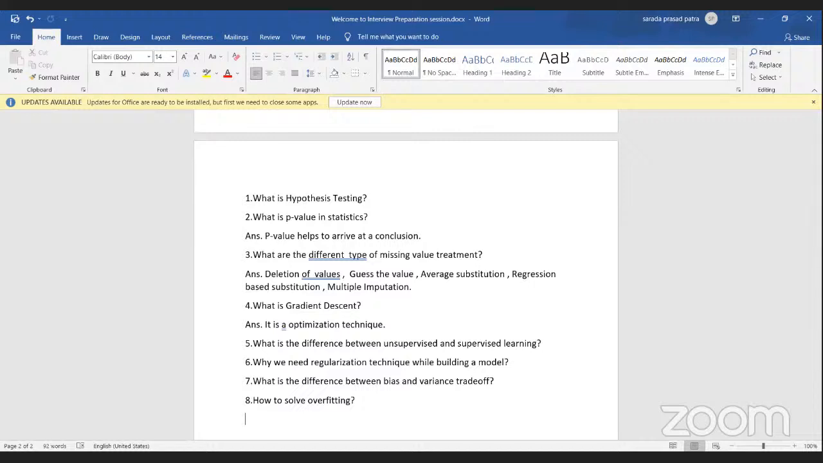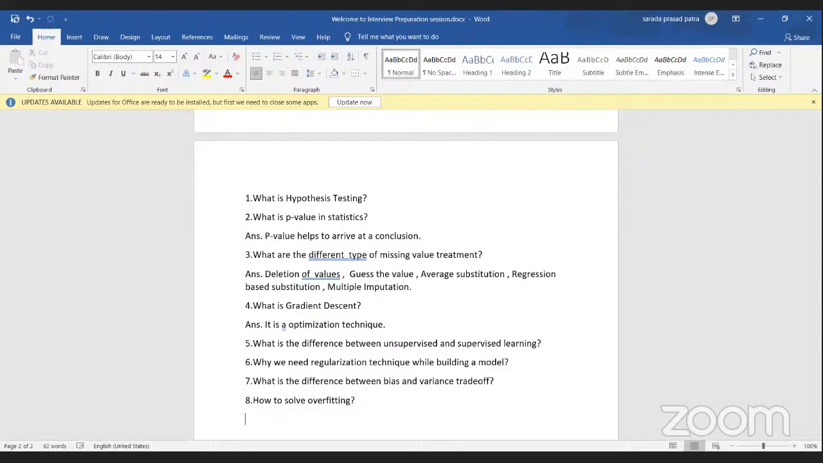By PCA, I don't think that by PCA we can reduce our overfitting. Yes, regularization we can do that. So if there is overfitting, we can do the regularization technique. The first is the regularization.